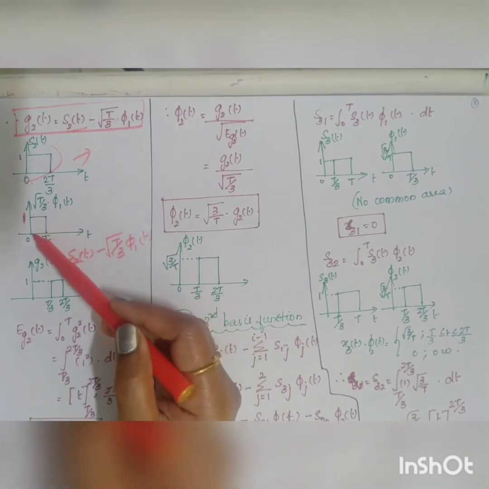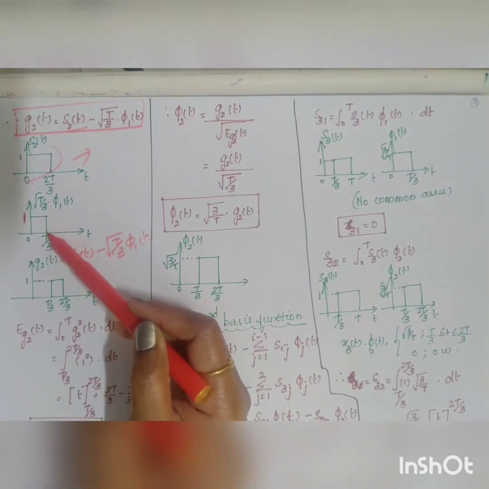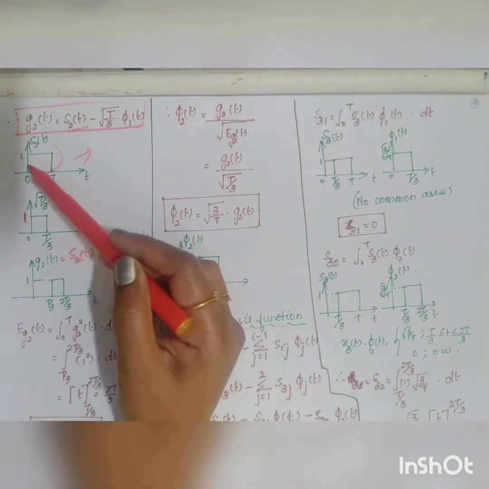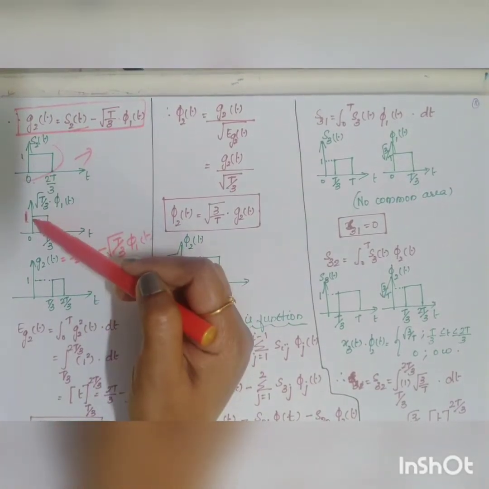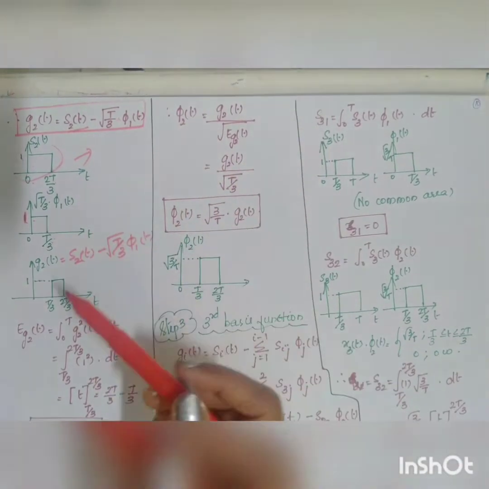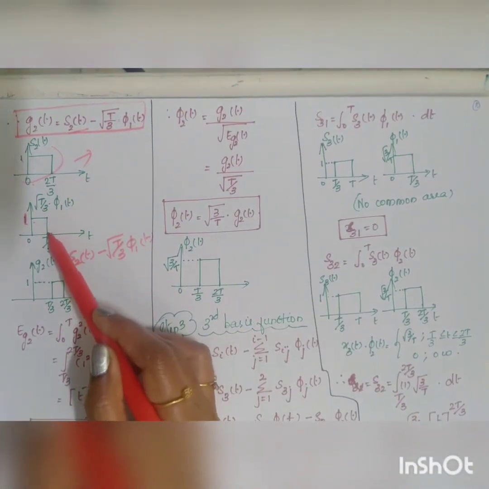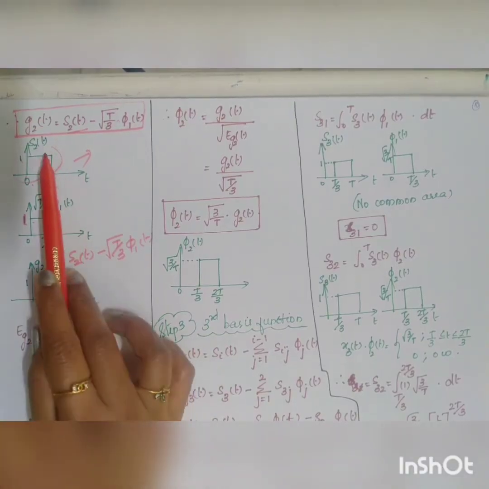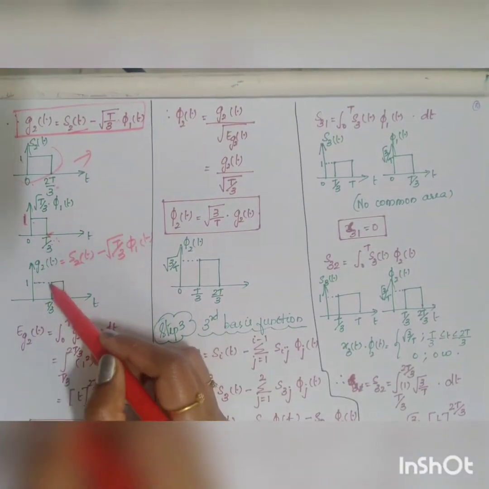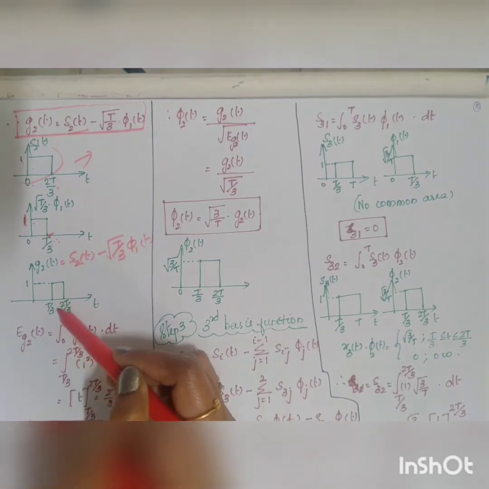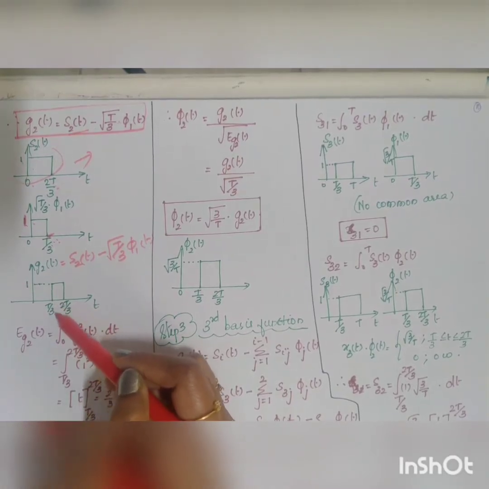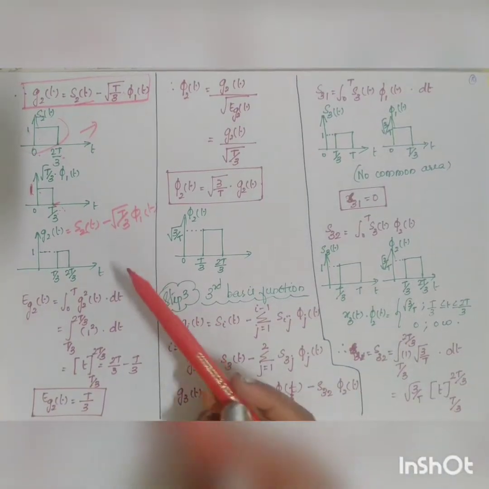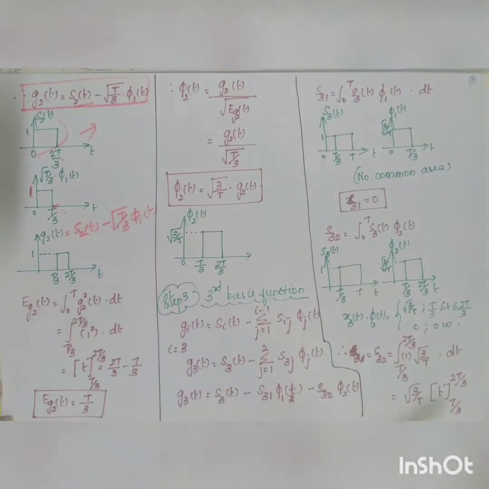So for the time duration 0 to t by 3, what is your value? Here your amplitude is 1, here also it is 1. So 1 minus 1 will be equal to 0. So you will not be getting any signal. For the duration t by 3 to 2t by 3, what will be your value? Here it is 0, right? So 1 minus 0 will give you 1. So that is the reason why you are getting the amplitude equal to 1 only for the time duration t by 3 to 2t by 3. Now you have got your g2 of t.